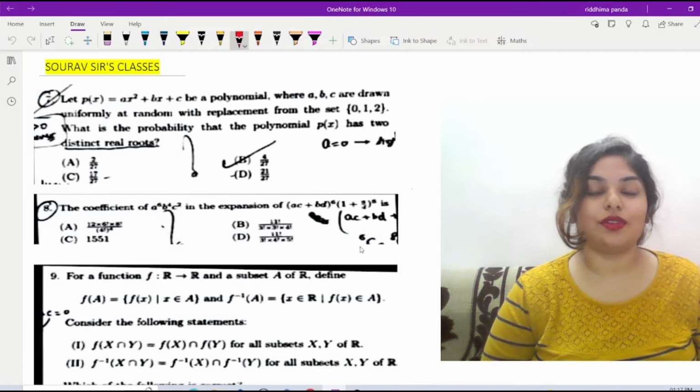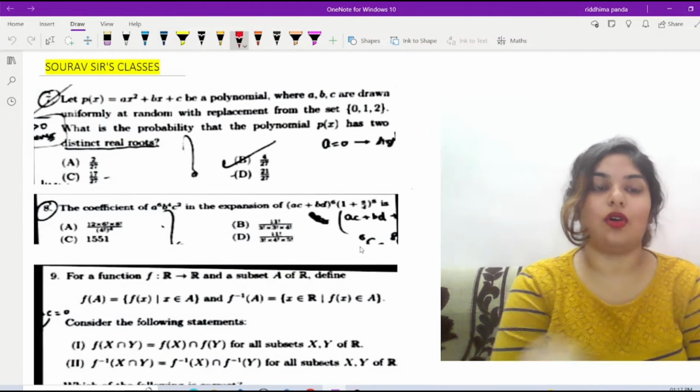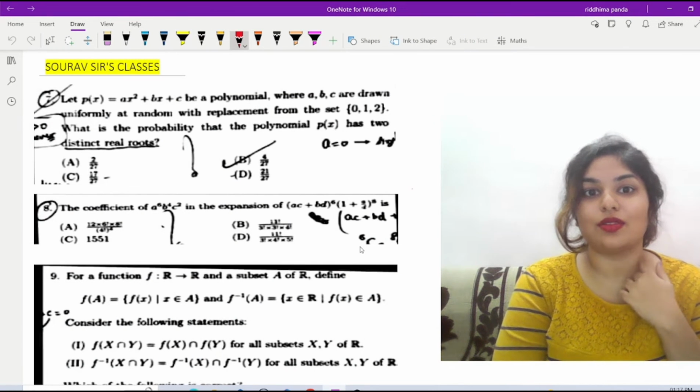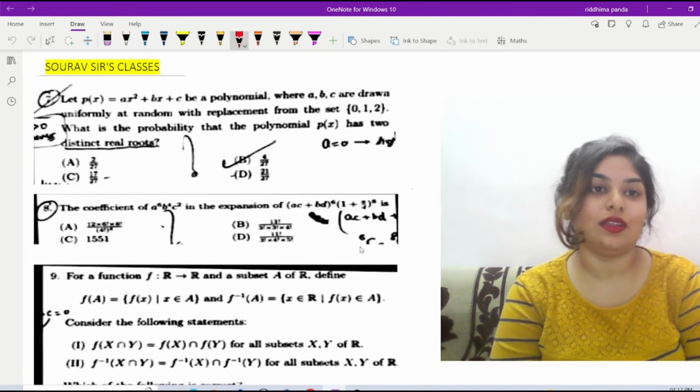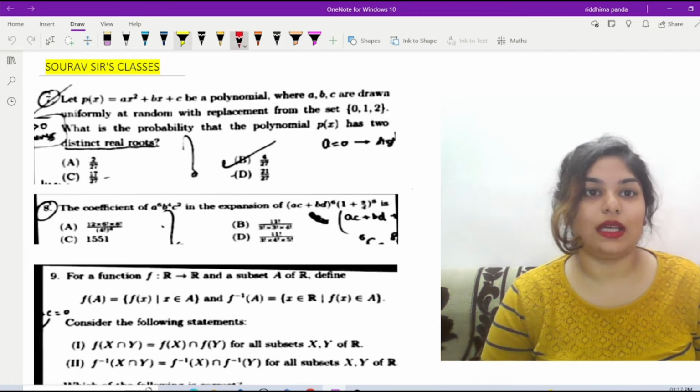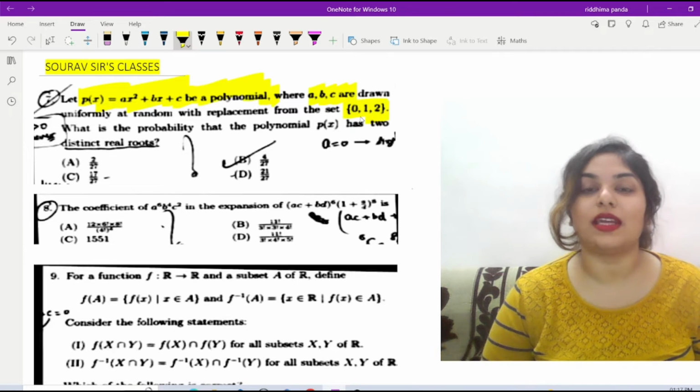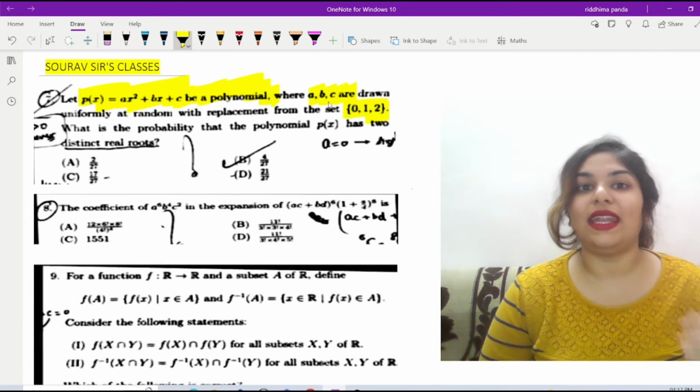The next question from the series of our ISI question solutions is question number 7. The question in front of you gives a polynomial p(x) equals ax square plus bx plus c, where a, b, c are drawn uniformly at random with replacement from the set {0, 1, 2}. So there is a set of three numbers 0, 1, 2, and a, b, c are drawn.